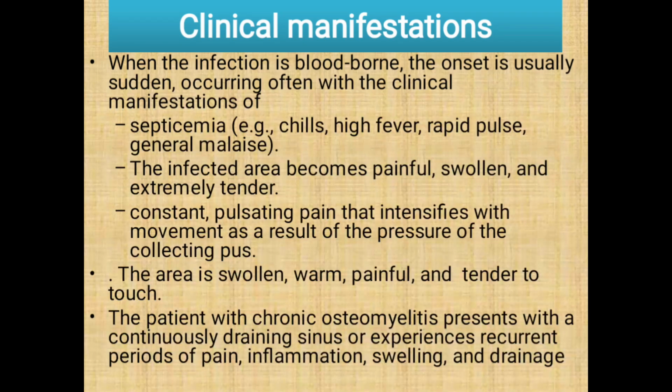So the infected area becomes painful, swollen and tender. There is rapid pulsating pain which increases as a result of pressure of the pulse. You know, pus will start forming. The area is swollen, warm, painful, and tender to touch. A patient with chronic osteomyelitis presents with a continuously draining sinus and experiences recurrent periods of pain, inflammation, swelling, and drainage. So basically, remember five things: fever, pain, swelling, inflammation, pus draining.